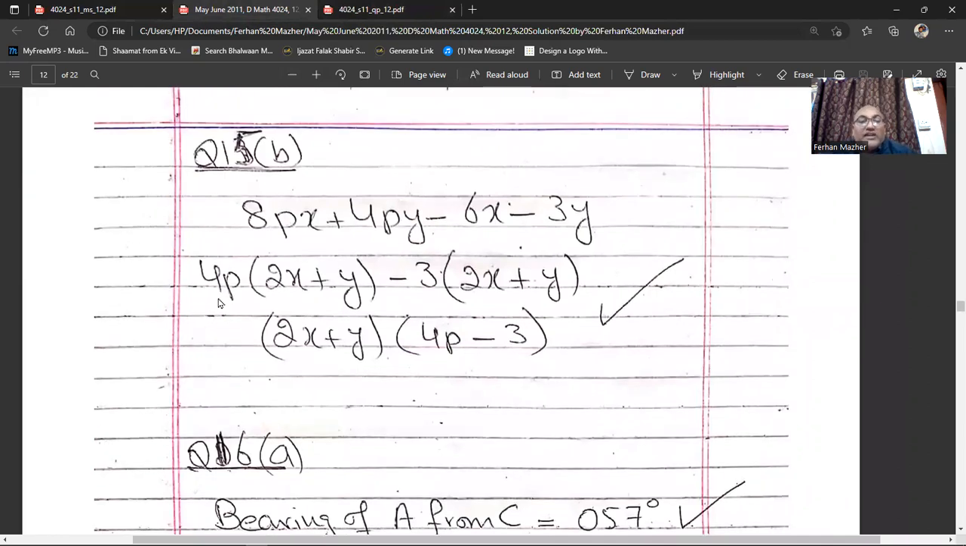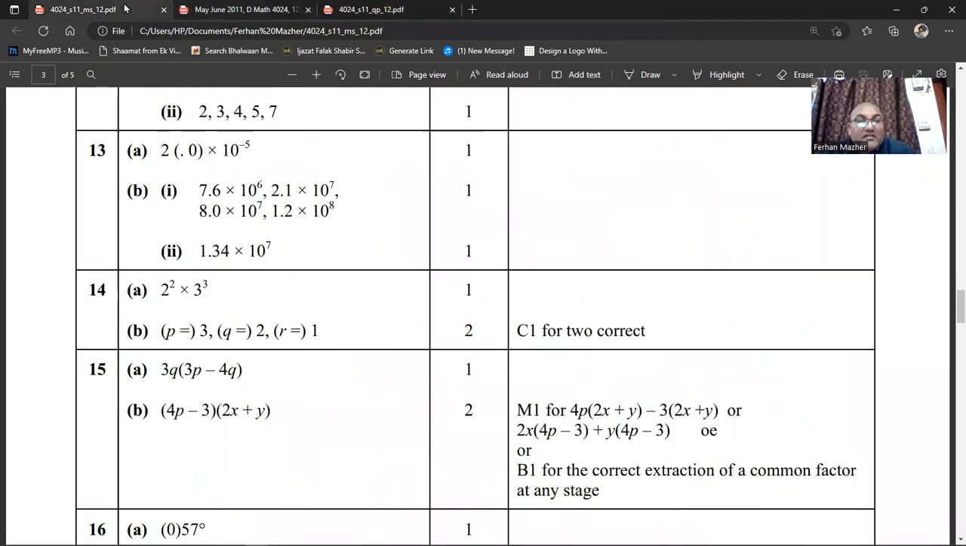So from these 2 terms, I take 4p common. So I'm left with 2x plus y. And from the last 2 terms, I can take minus 3 common. So in the bracket, you will get 2x plus y. So 2x plus y, and in the other, I write 4p minus 3. So 2x plus y and 4p minus 3, that is the answer.